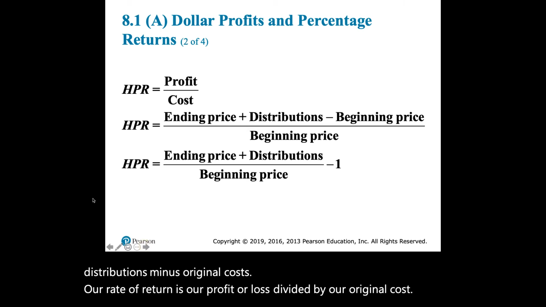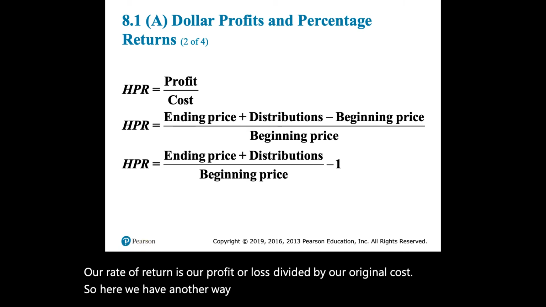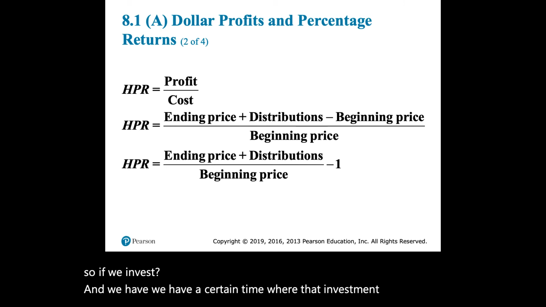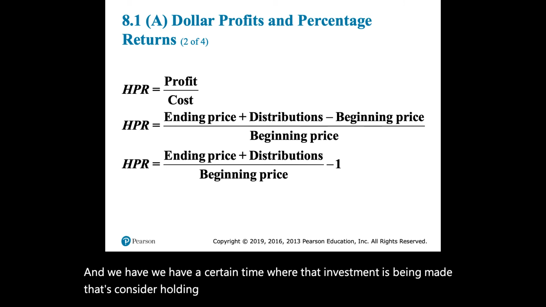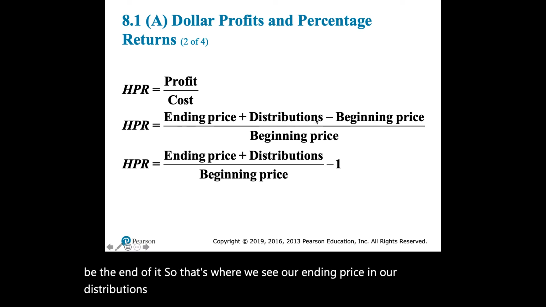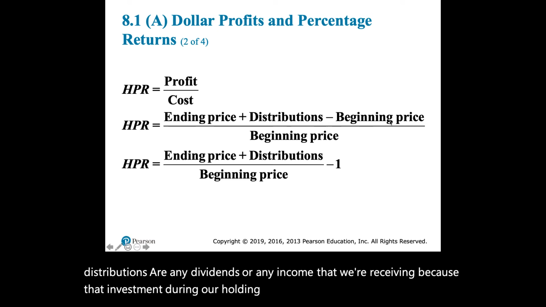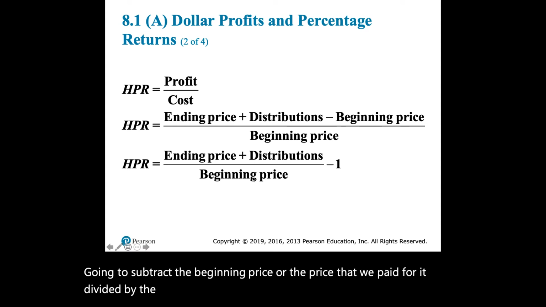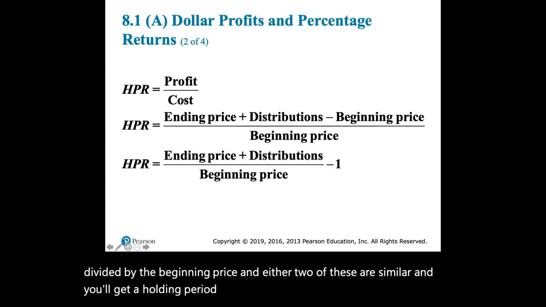So here we have another way of looking at it, which is our holding period rate. If we invest and we have a certain time where that investment is being made, that's considered our holding period. And then when we sell that investment, that would be the end of it. So that's why we see our ending price. And our distributions are any dividends or any income that we're receiving because of that investment during our holding period. We're going to subtract the beginning price, or the price that we paid for it, divided by the beginning price. Either of these is similar, and you'll get a holding period rate. But ultimately, again, it's our profit divided by our costs.